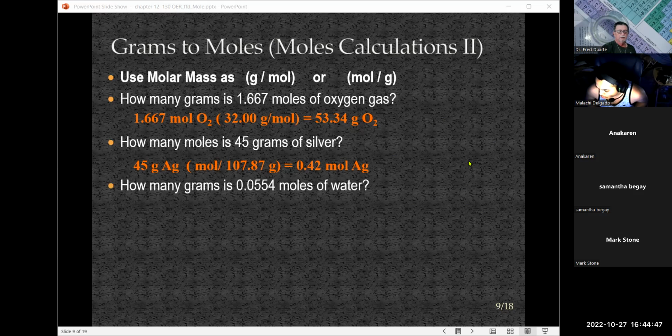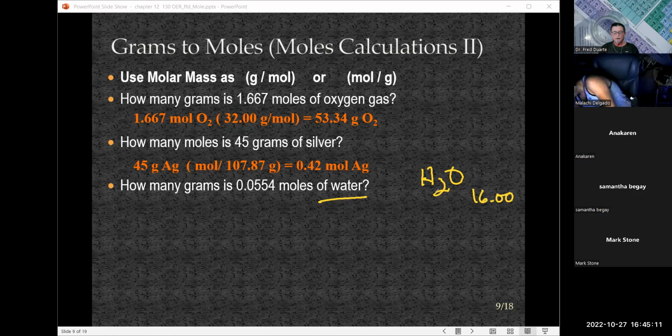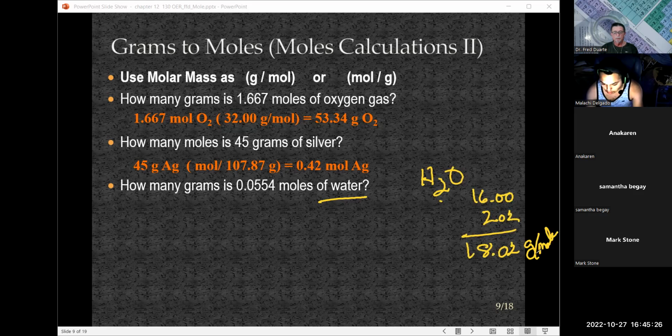All right, how many grams is 0.0554 moles of water? Well, what we need first is the formula of water, which we all know is H2O. We need a molar mass. Oxygen brings in 16.00. Each hydrogen brings in 1.01, and we've got 2 of them, so it's a total of 2.02. So the molar mass for water is 18.02 grams per mole.